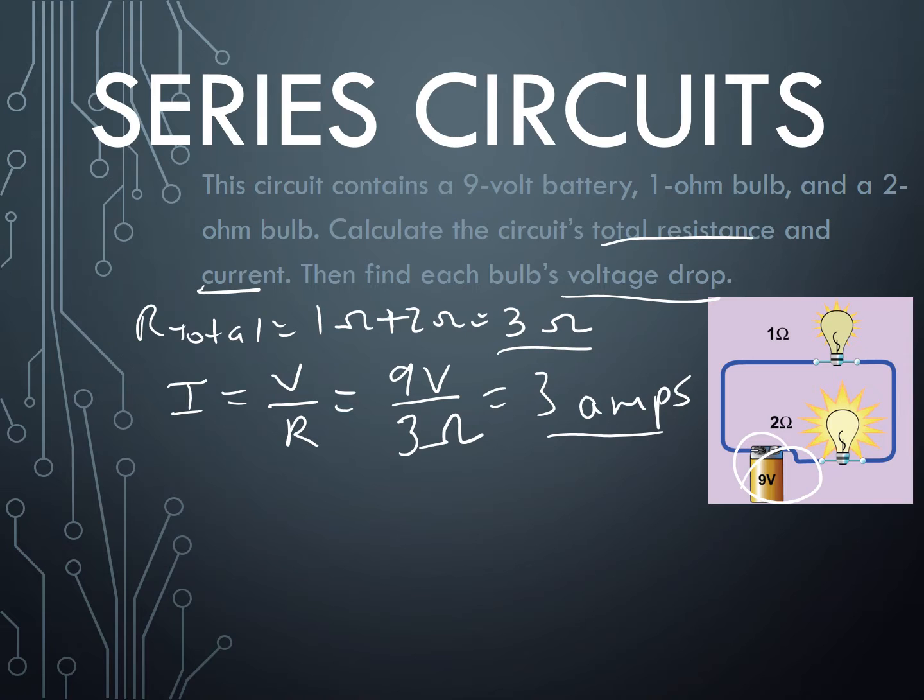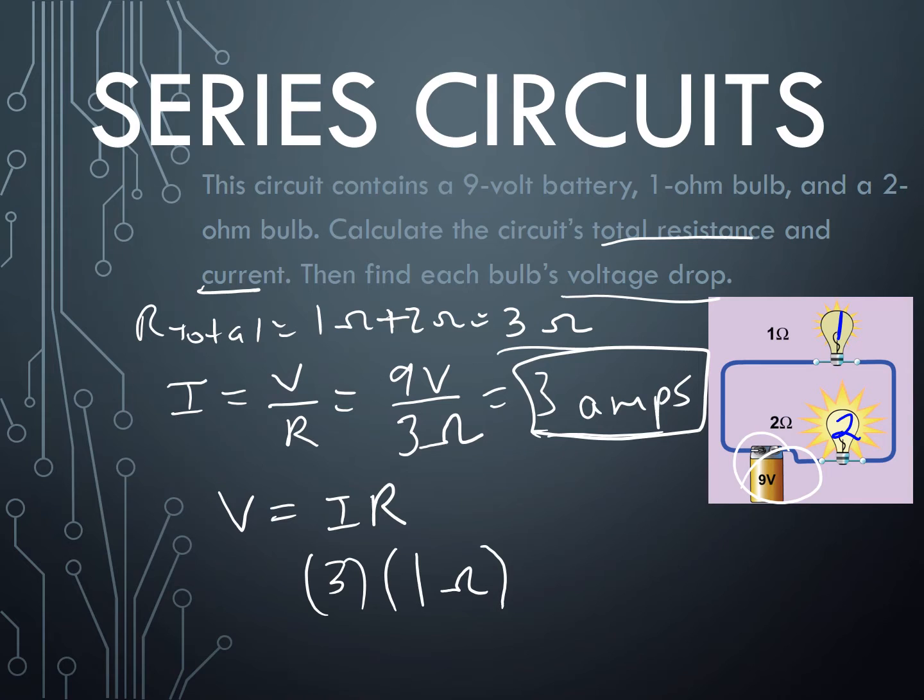Now to find the bulb's voltage drop. With the addition of each bulb, we're going to have a voltage drop. To find the voltage drop, we must use this equation, V equals IR. So we take the current that we just figured out, 3 amps. Let's take, for example, this first bulb, and I'm going to label it. This is the first one, and this is the second one. The first bulb has a resistance of 1 ohm, so the voltage drop would be 3 volts. I'm going to draw it with a different color. It would take minus 3. It would drop it by 3 volts.